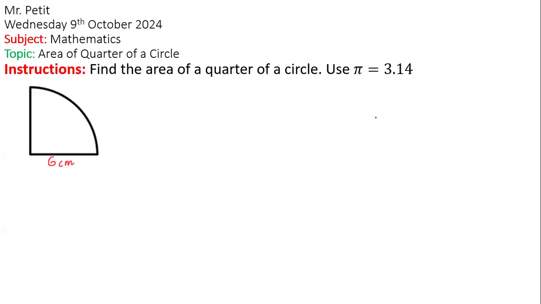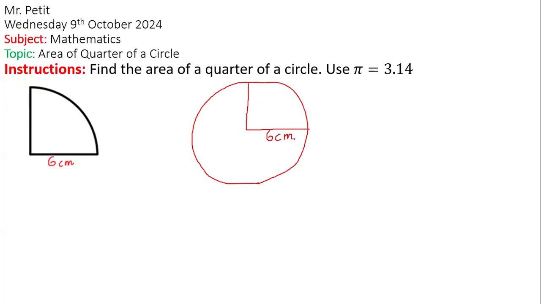By the way, by definition, what do we mean by the radius? The radius is half of the diameter. So if we were to draw the circle where this quarter of a circle comes from, it would be like this. And the quarter of a circle would be sitting right there, where this is 6 centimeters.